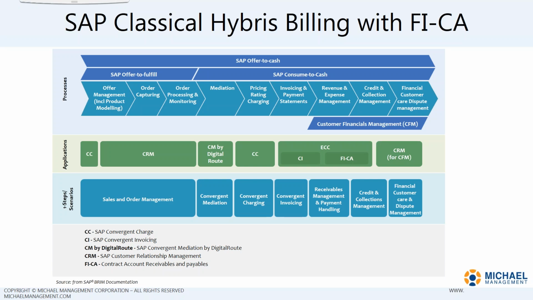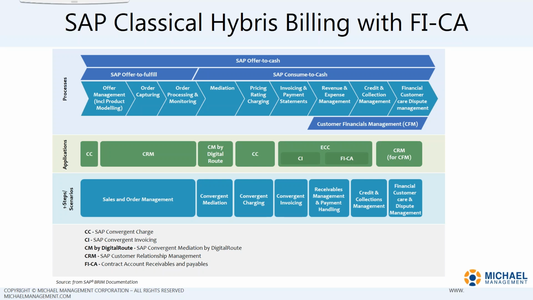And we provide a mechanism so that customers can validate that whatever they're paying for is indeed the true picture, right? So there's no disputes over there. And then at the bottom, you would see the corresponding SAP solution component, and at the very bottom, you would see what each of these acronyms stand for. So CC, for example, stands for convergent charging.